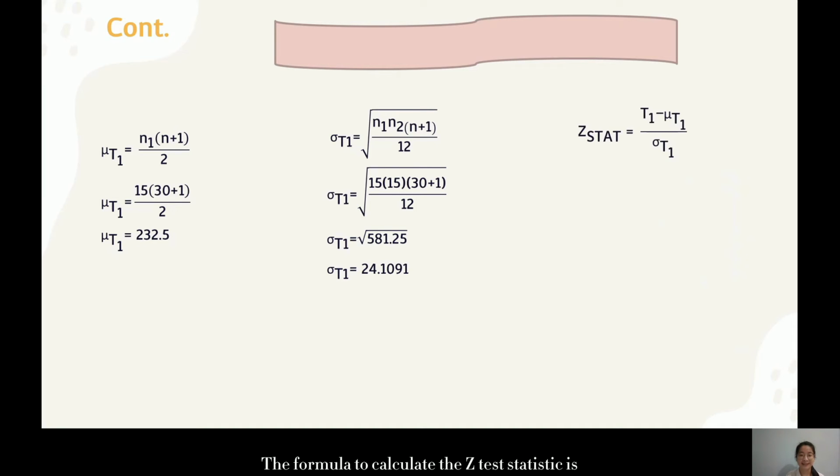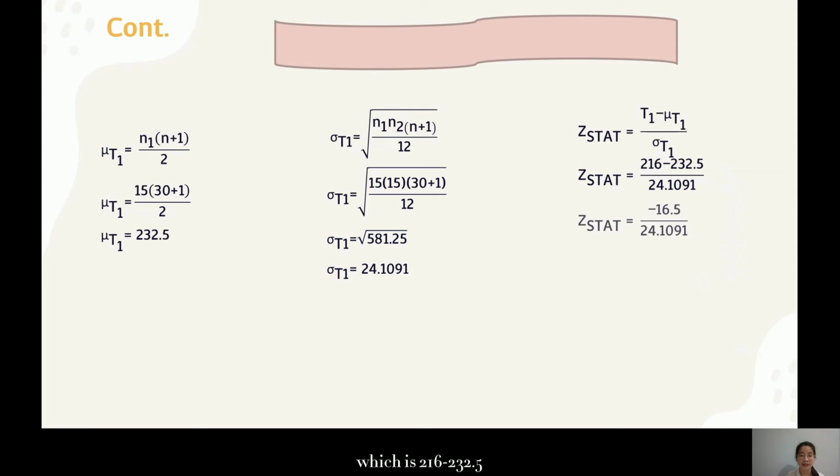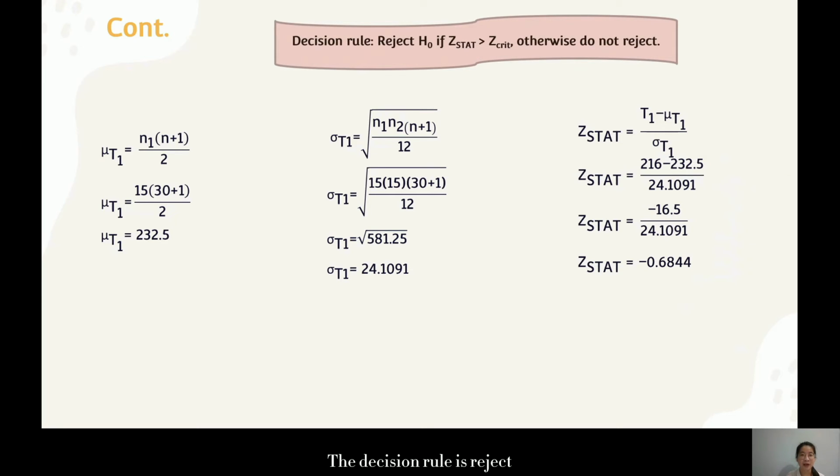is 24.1091. The formula to calculate the Z test statistic is the test statistic T1 minus the mean of T1 and divided by standard deviation of T1. Using the formula to calculate the Z test statistic, which is 260 minus 232.5 and divided by 24.1091, the answer is negative 0.6844. The critical Z value is plus minus 1.96 because the level of significance is at 0.05. The decision rule is reject null hypothesis if Z test statistic is larger than critical Z value, otherwise do not reject.